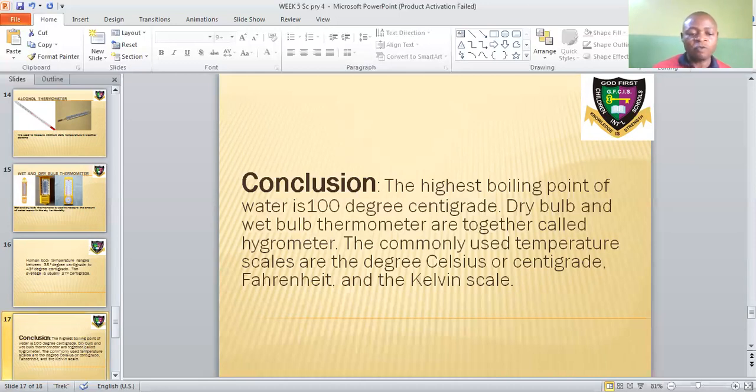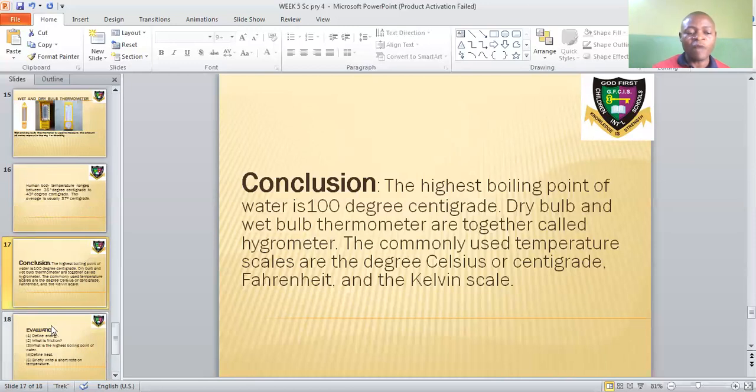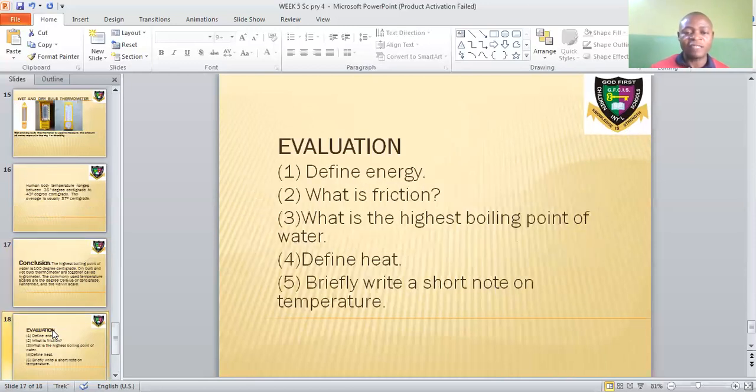So make sure you go over your notes and listen to the video for better understanding. I also have some questions here for you to practice. Number one, define energy. Number two, what is friction? Number three, what is the highest boiling point of water? Number four, define heat. Number five, briefly write a short note on temperature.